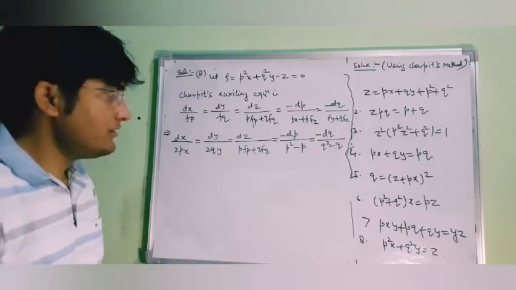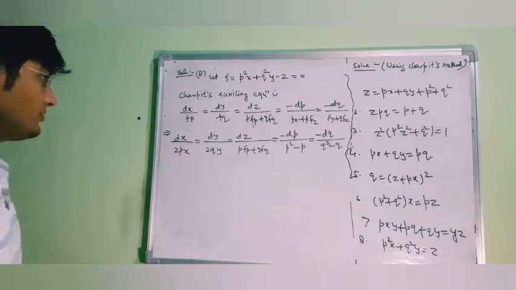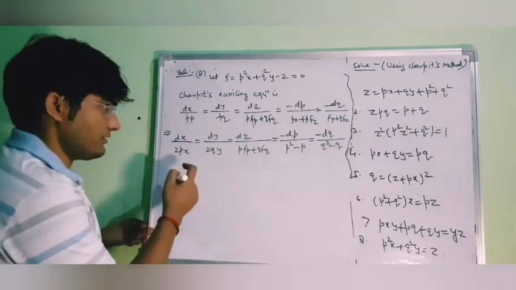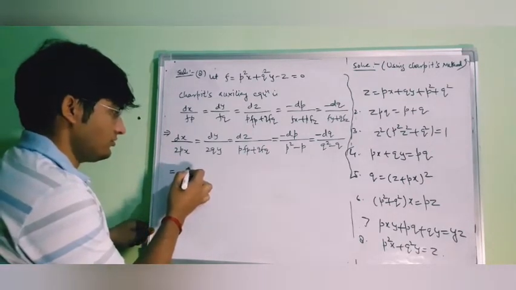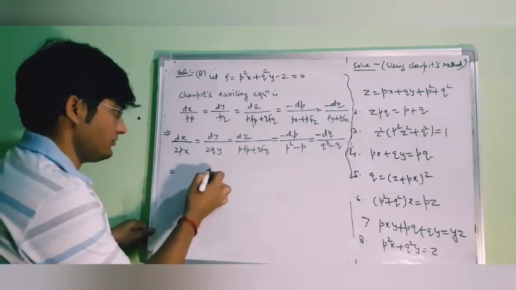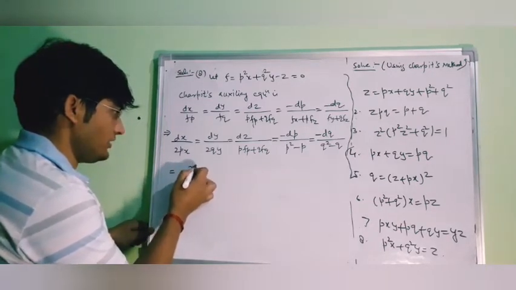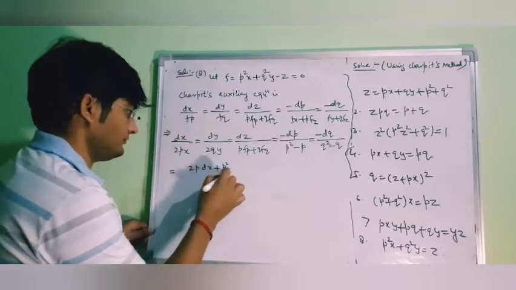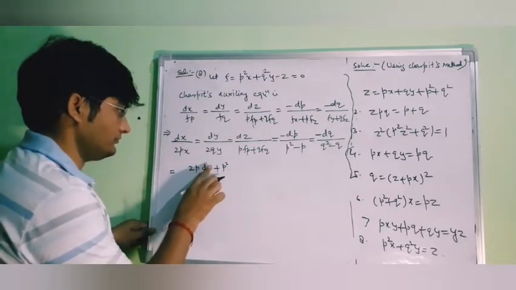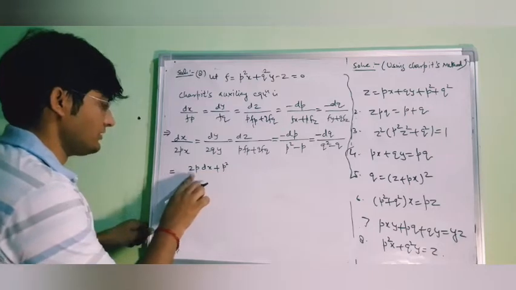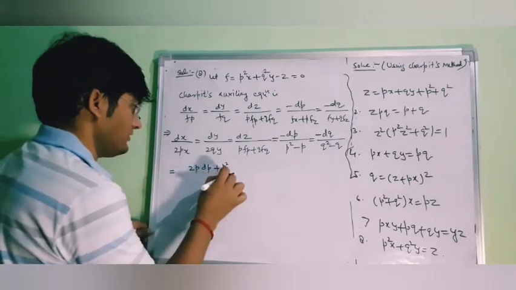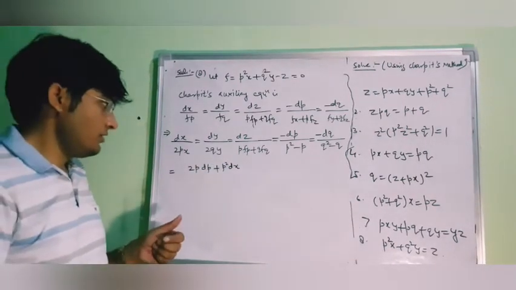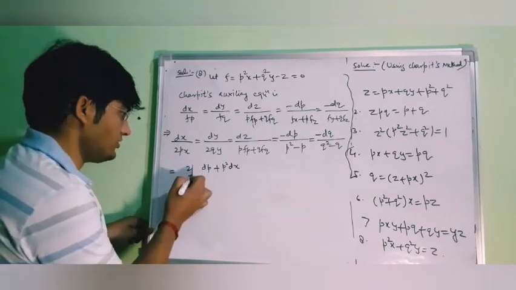So let us take some other multiplier. Now this is equal to, let us write this term as 2p dp plus p square dx. Let us take these two terms and let us see whether it works or not.